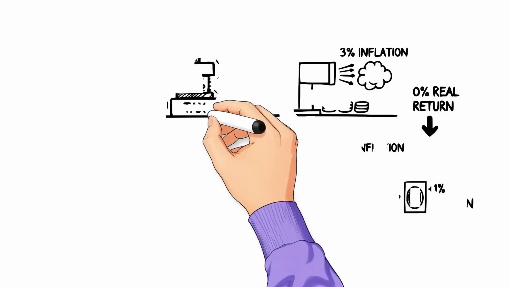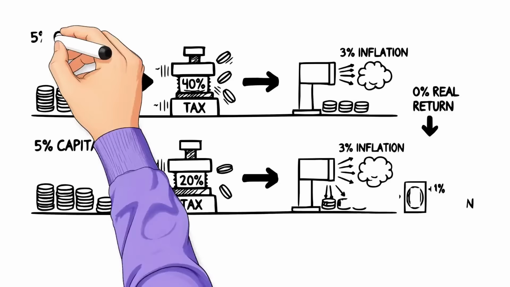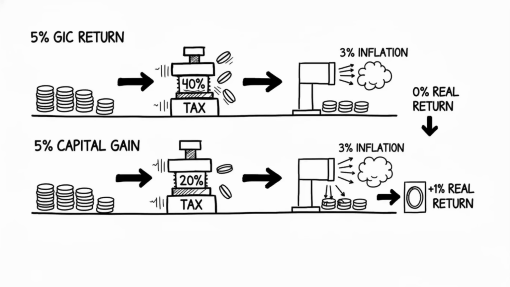Let's look at the real rate of return. Hypothetically, let's say you buy a GIC paying 5%. You feel good, but you are in a 40% tax bracket. The government takes 40% of that interest immediately. Your 5% return is now cut down to a 3% net return.